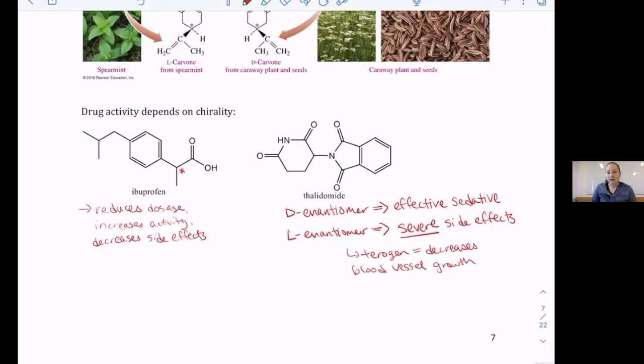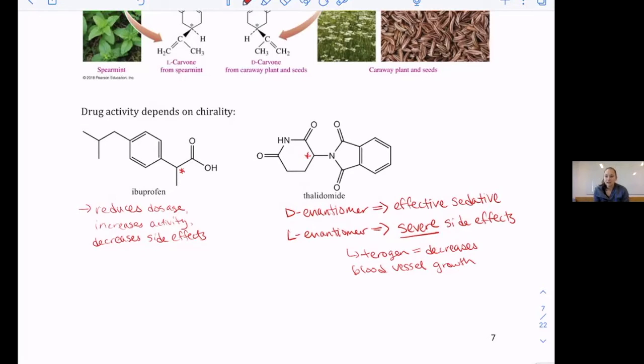And then a historically monumental drug in terms of actually just changing how pharmaceutical companies work. Sorry, this light turns off. There we go. Is thalidomide. I think it's thalidomide, sorry, is how you pronounce it.